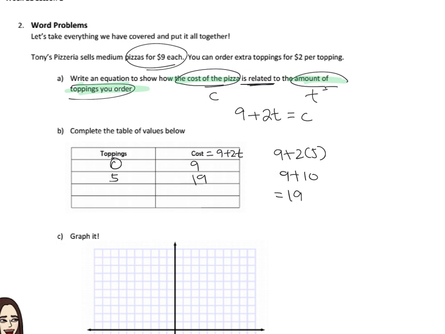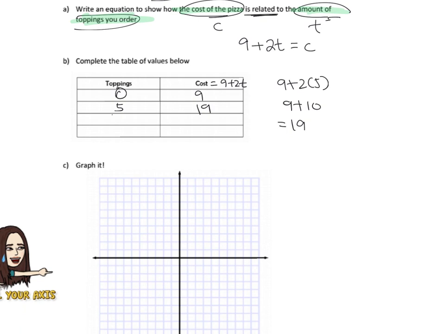And then for, let's say, 10 toppings, we're going to go 9 plus 2 times 10, that's going to give us $29. And for 15 toppings, we go 9 plus 2 times 15, that's equal to 9 plus 30, and that's a total of $39. Now what we're going to do with this is graph it.